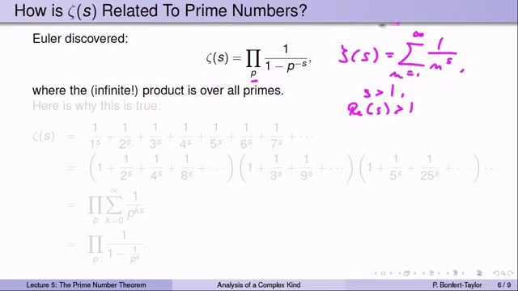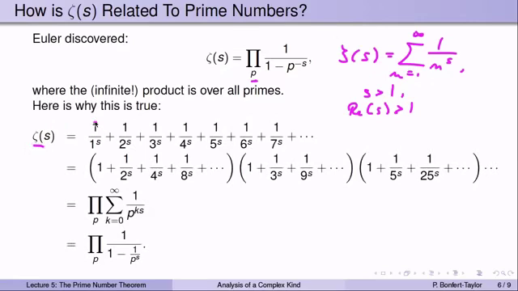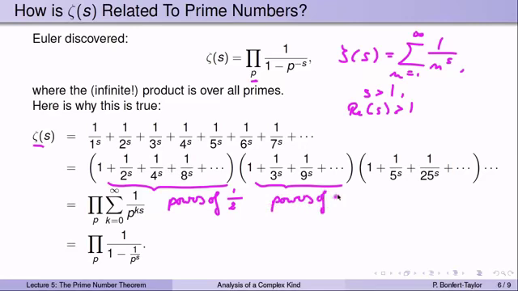So why is this summation formula the same as this product formula? Here is why this is true. Here again is the zeta function. It's 1 over 1 to the s plus 1 over 2 to the s plus 1 over 3 to the s, and so forth. You could factor this zeta function by the prime factorization. 1 plus 1 over 2 to the s plus 1 over 4 to the s. So in this first set of parentheses, you'll see all the powers of 1 over 2: 1 over 2, 1/4, 1/8, 1/16. In the next pair of parentheses, you'll see all the powers of 1/3. The next one is the powers of 1/5, and so forth.